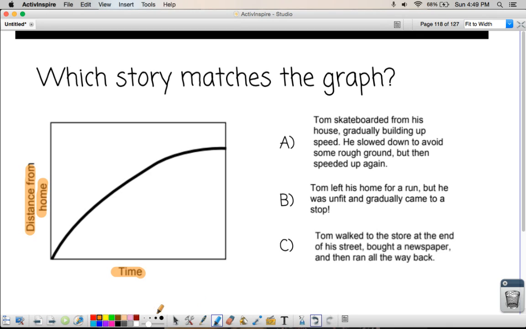So the story that matches up with this graph is story B. So when we look at what he's doing, he's increasing. He's starting to go for a run and is increasing, and then gradually comes to a stop. So he's increasing, but then he starts to slow down slowly, and then finally comes to a stop. We landed up top because he hasn't gone home yet. So he's still far from home, but he's not on his run. He has stopped running.